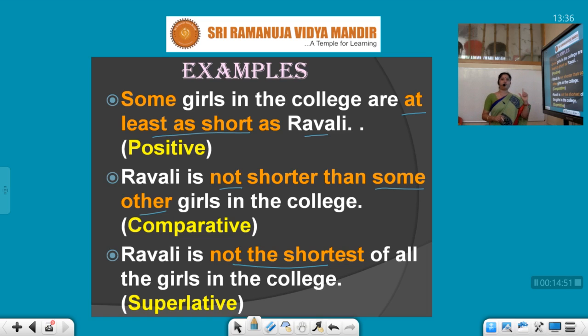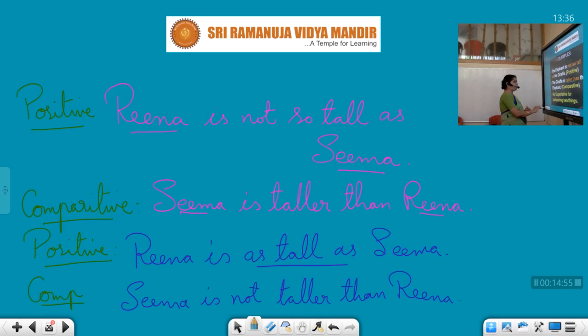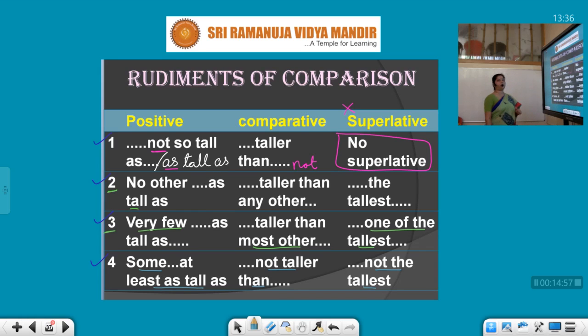So you have to almost mug this tabular form, students. This is very, very important for your degrees of comparison in your board exam. Please be very, very careful whenever you have to change a positive or a comparative or a superlative into some other degree. This tabular form you almost have to memorize. Then it's easy for you to understand.